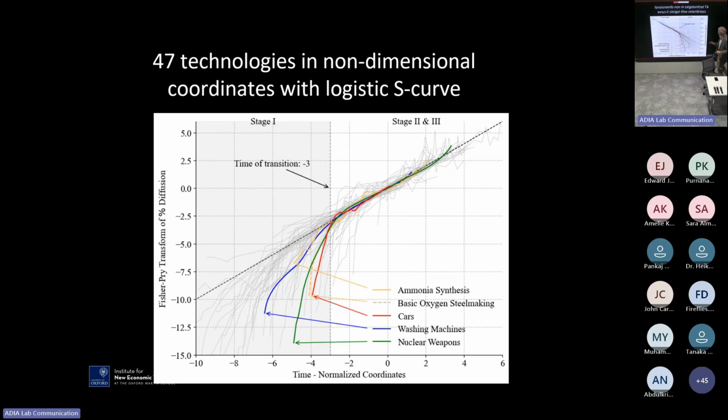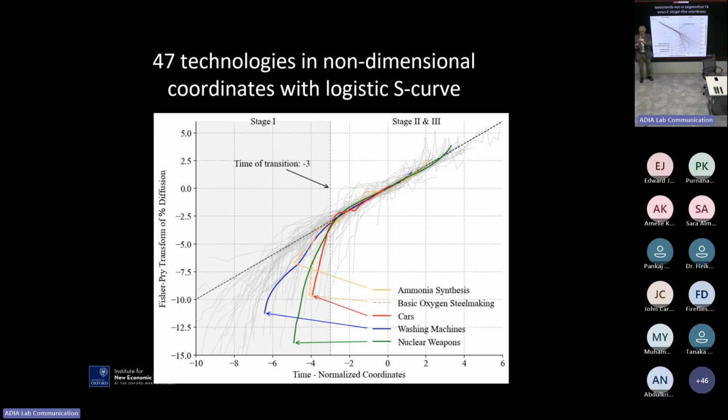Okay. So, what does this picture show? We took data on 47 different technologies, and we rescaled it so they're all on the same scale. This is a trick physicists love. It's called a collapse plot in physics. So you put things in non-dimensional coordinates. You put it in time invariant coordinates by adjusting the scale of the growth parameter, and you assume that they all reach the same plateau and they're all centered in the same spot.